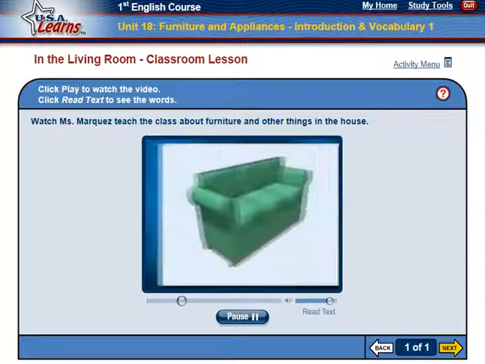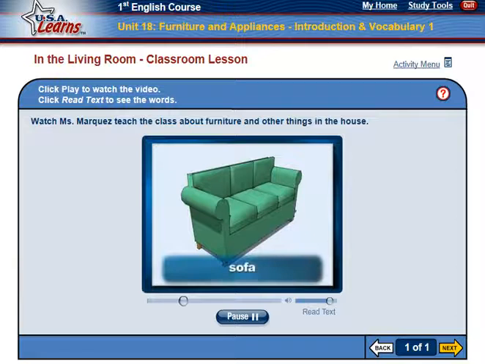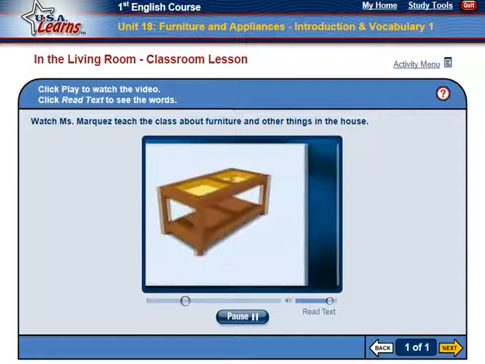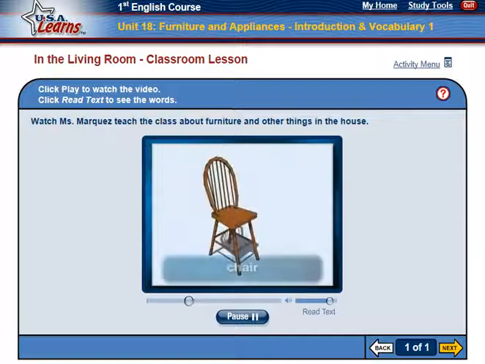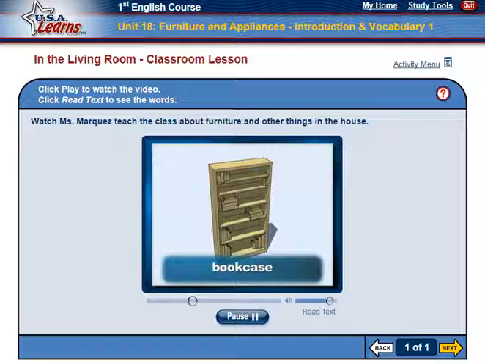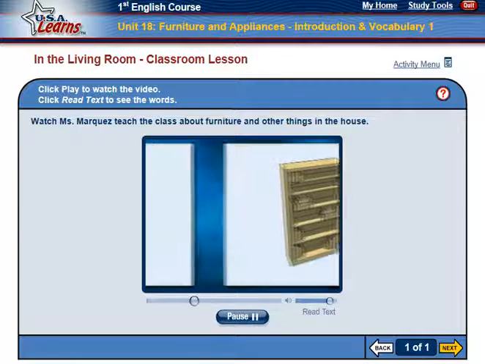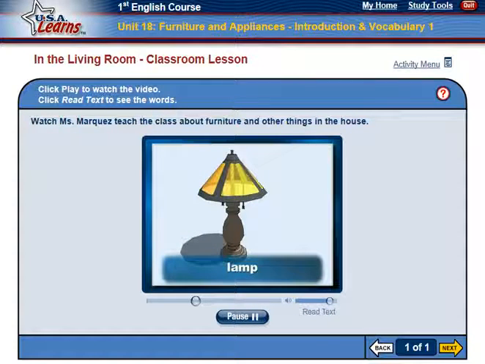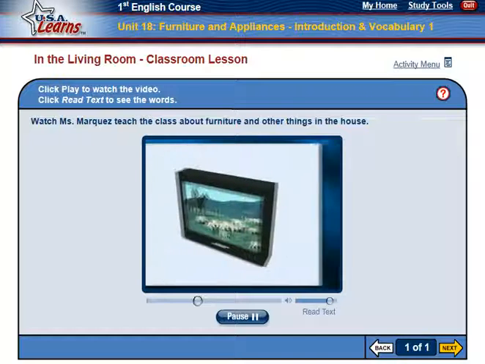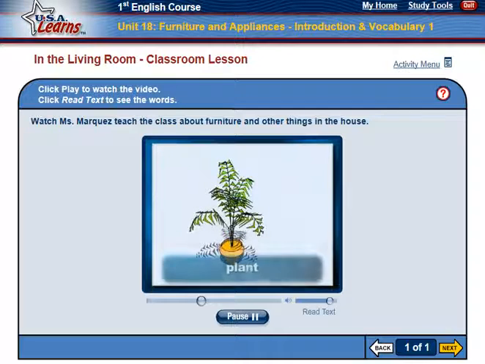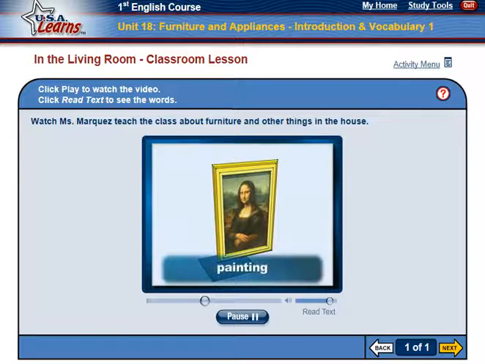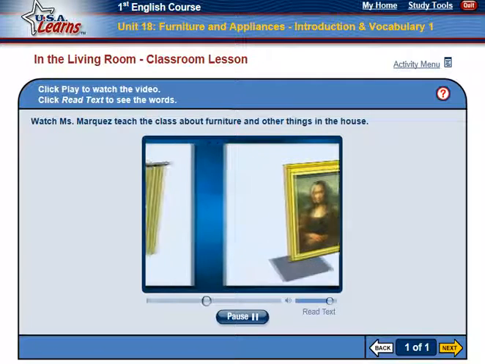Sofa. Coffee table. Chair. Bookcase. Lamp. Television or TV. Plant. Painting. Curtains.